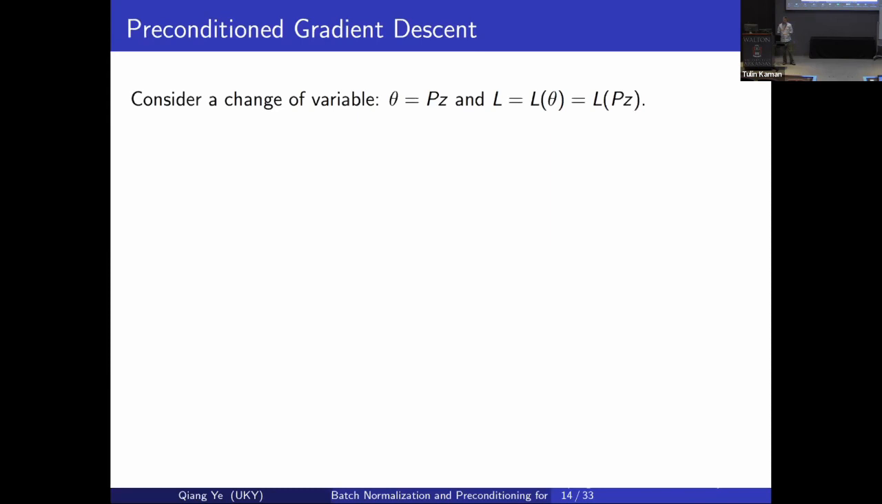So here's what we do in numerical analysis: preconditioning to improve. If you have an ill-conditioned matrix, you change the conditioning by preconditioning. In this context, you consider a change of variables, so theta is Pz. Then I rewrite the loss as a function of z, L(Pz), and then I can do gradient descent in z. If you write out the gradient in z, it's just P transpose times the gradient in theta.